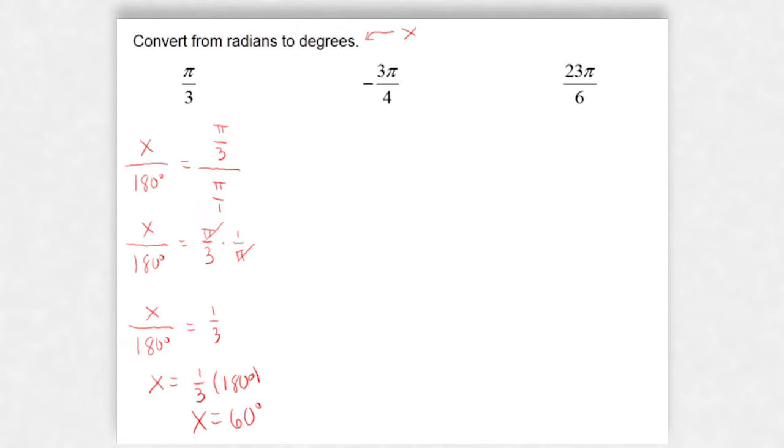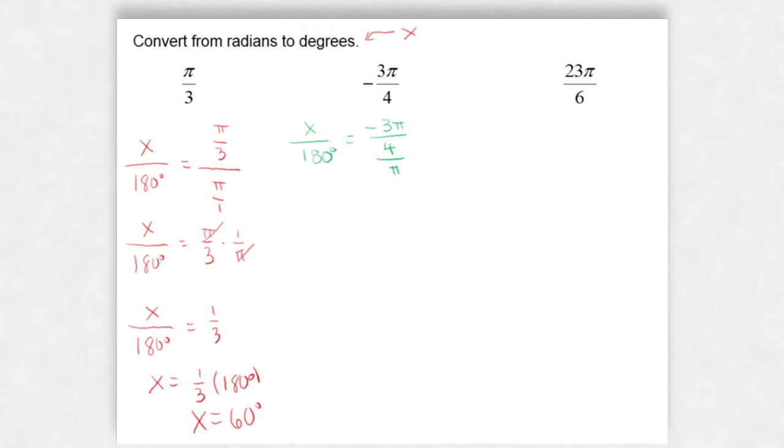Now, I do 1, you do 2, and we're going to shorten the steps a little bit now that we see the process. Not a lot, but a little bit. I'll talk you through it, of course. Negative 3 pi over 4. What is the setup going to look like? You will have x over 180 degrees. Very good, and that's equal to what? That is equal to negative 3 pi over 4, divided by pi.